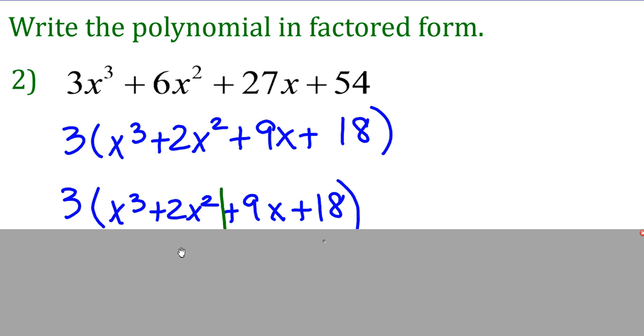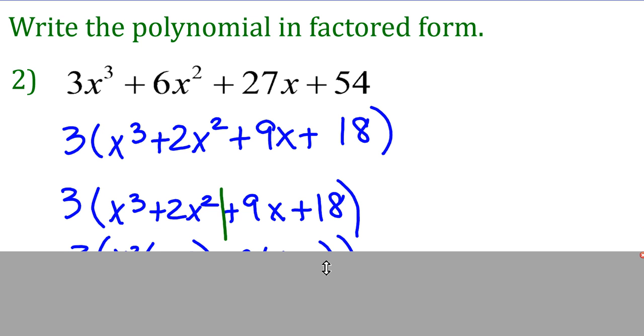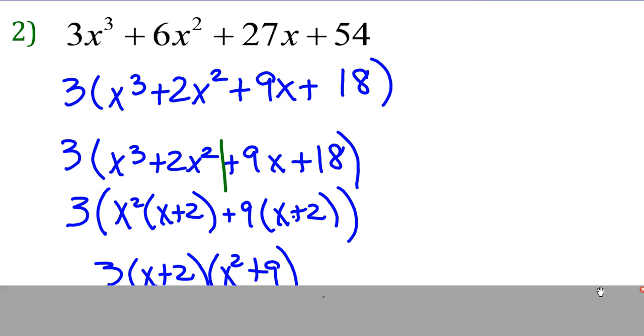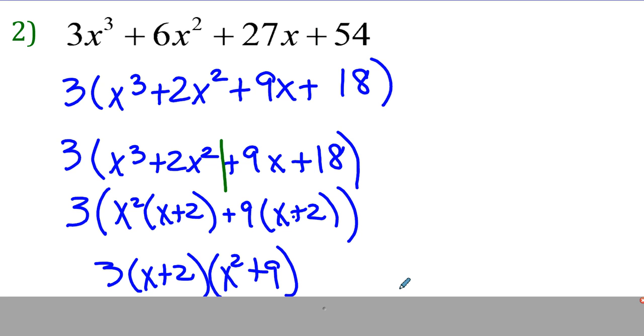X plus 2. Our second pairing, do they have anything in common that can divide out? In fact, they have a 9. So we'd have 9 parentheses x plus 2. And what do you notice about your pairings? They both have a factor of x plus 2. So the common factors so far are 3, x plus 2, and what remains? X squared plus 9. So that would be our completely factored form.